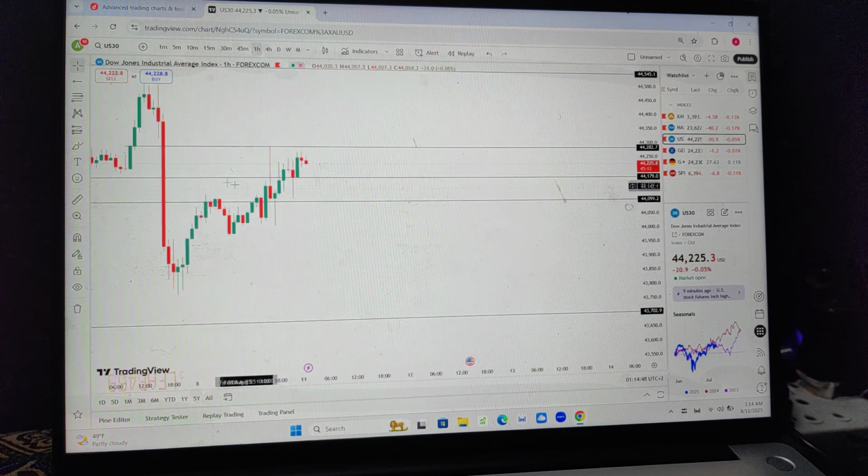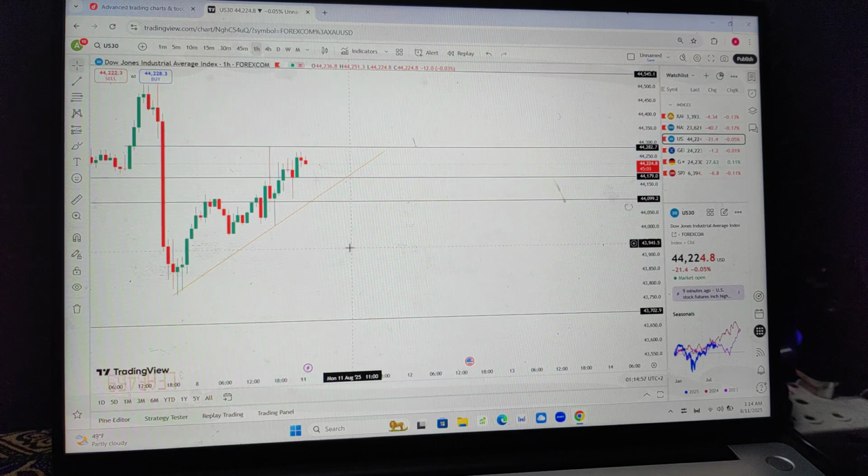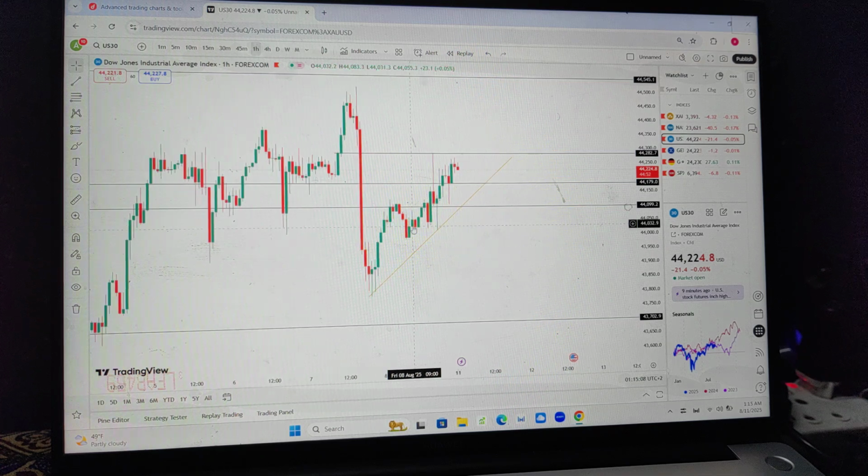So we're looking for sales here, because also there's trend line liquidity here as well. So we'll be looking for breaks below, then a push to the downside on US30.